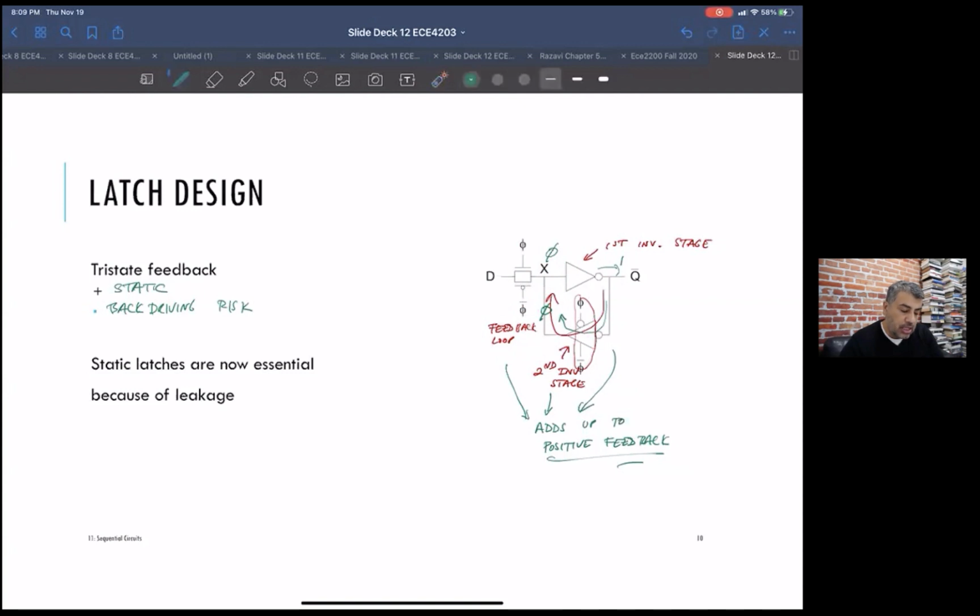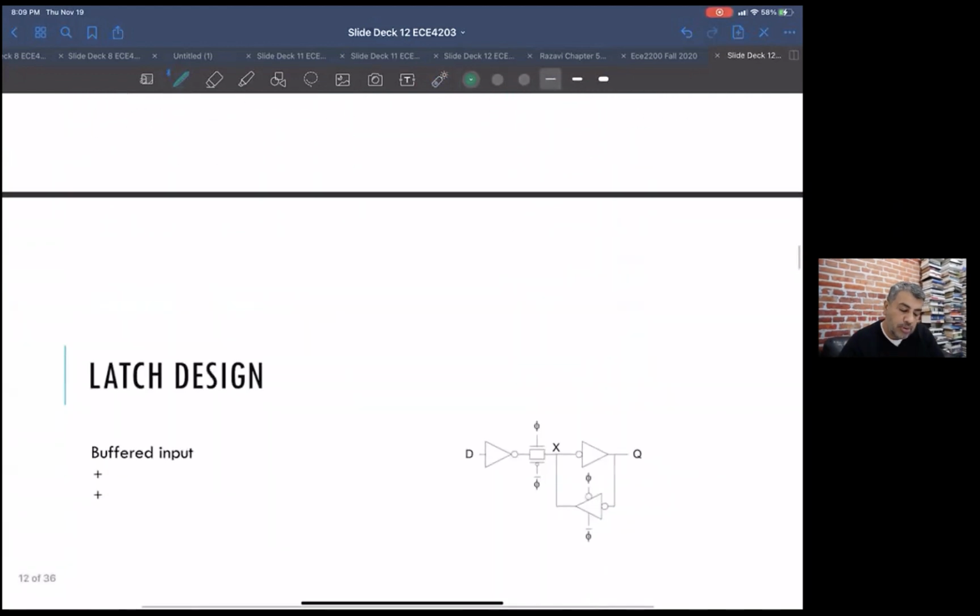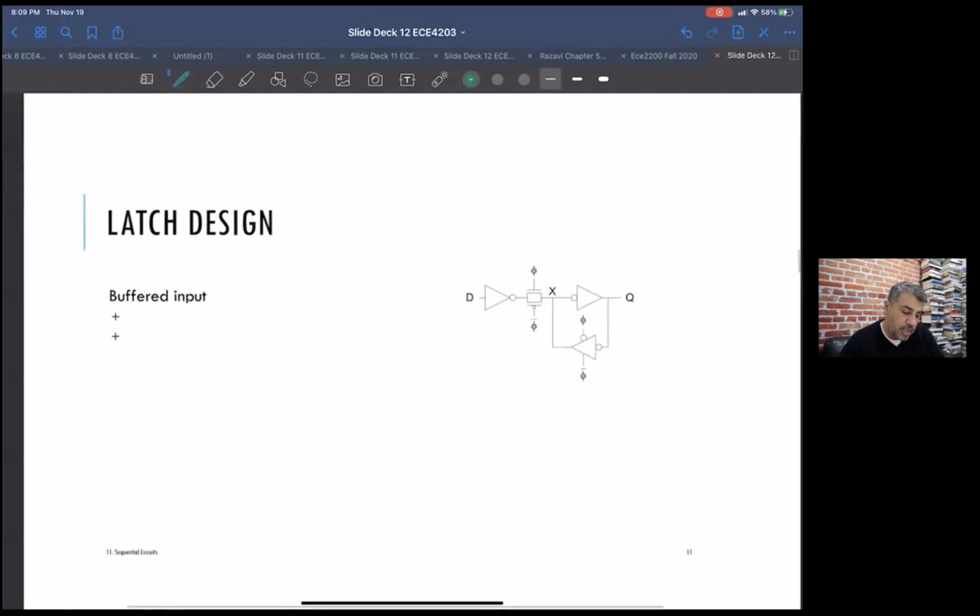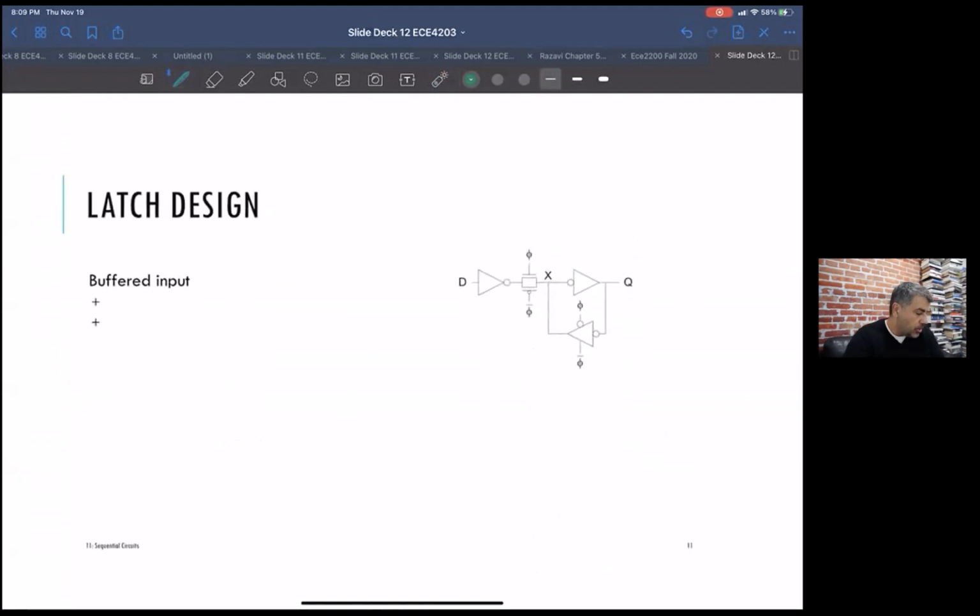So these kinds of latches are now really essential, because your leakage is so high on new processes that it's really, really a bad idea. Well, sometimes people still do it, but it's very, very dangerous to have a dynamic latch. So these static latches are now, I would say, almost essential. There are always those cowboys who still use some dynamic latches.